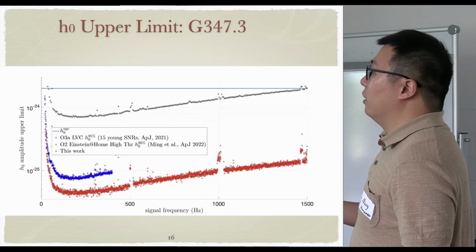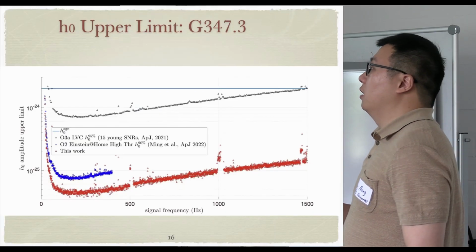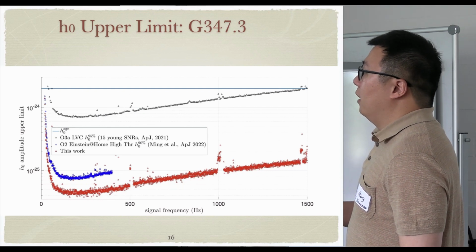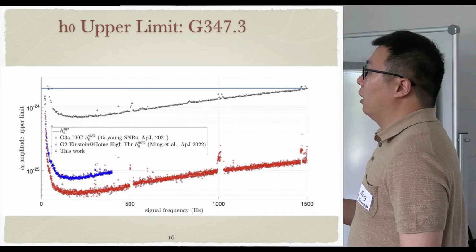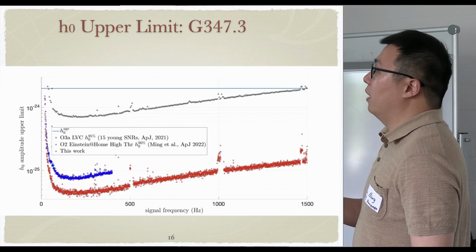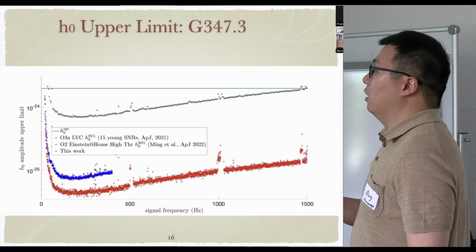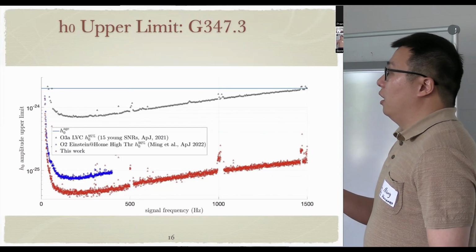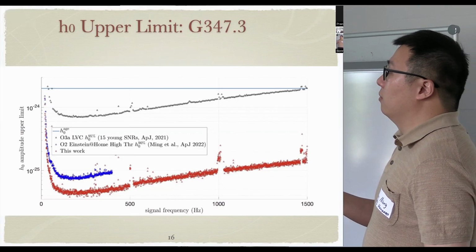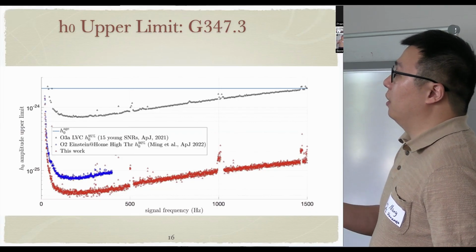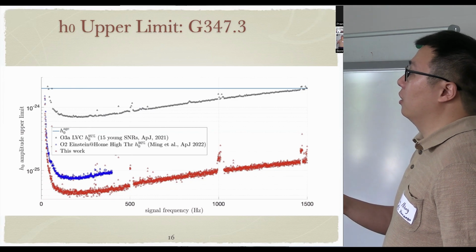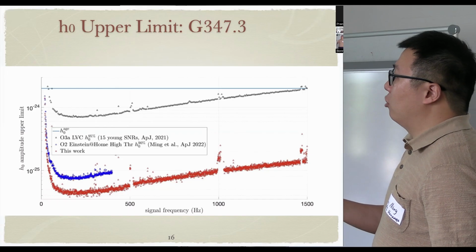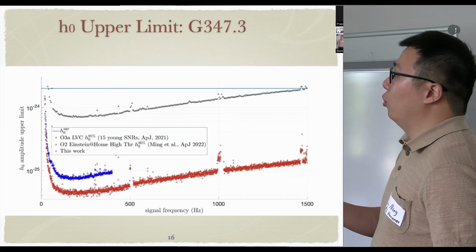And for the other source, G347, since the LVK didn't carry out a deep search, that's their O3 search result, and the blue points are our O2 search result. Our O2 search result is already 10 times better than their search sensitivity. But now, since we have more sensitive data, and our search is more sensitive, that's our most recent H0 upper limit for the source G347, which is much better compared with the O2 result.